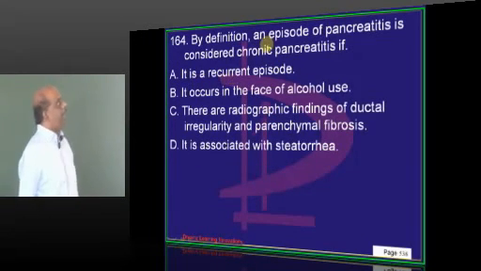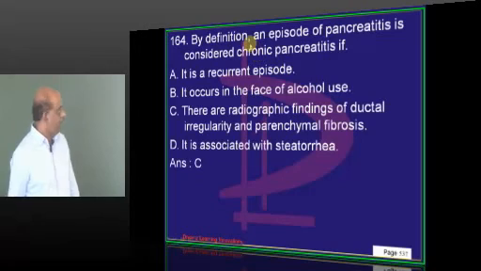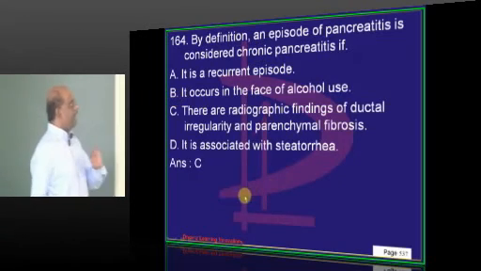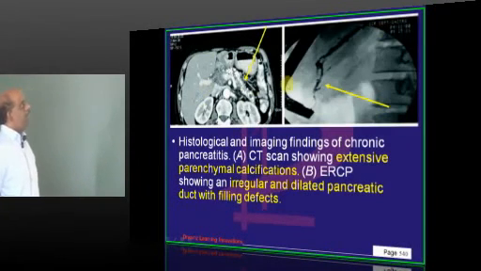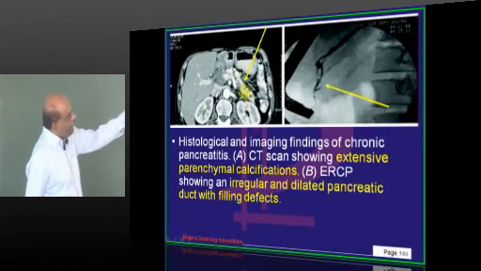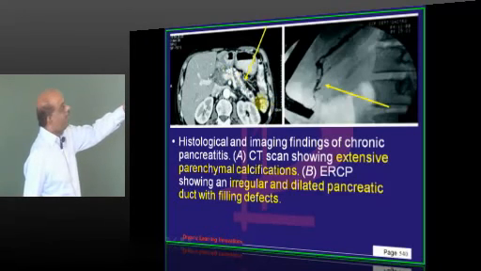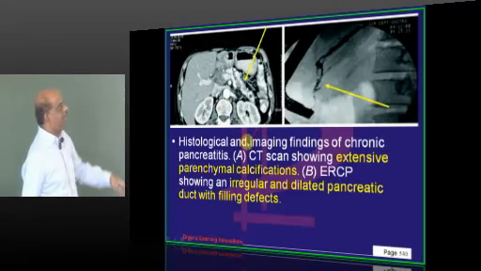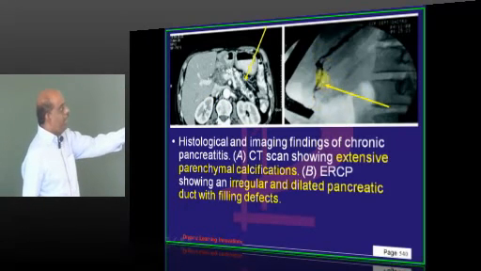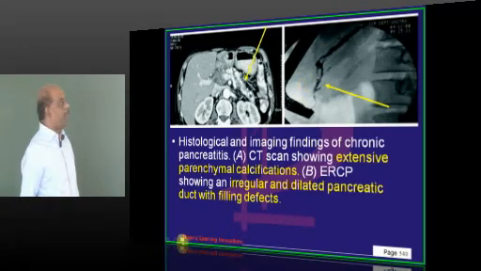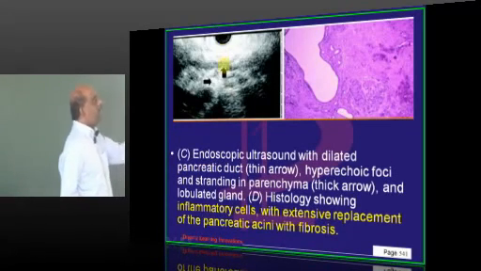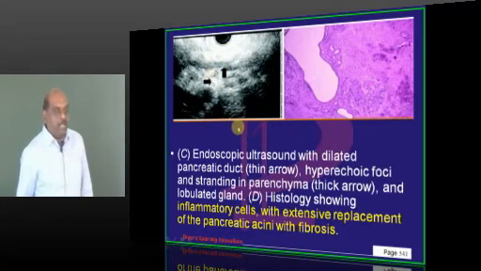When do you call an episode of pancreatitis chronic pancreatitis? When there is a ductal irregularity and parenchymal fibrosis, you basically call it that. So this is a typical histological lesion where you can see extensive parenchymal calcification. Discovering this calcification is a marker of chronic pancreatitis. Similarly, if you do ERCP, you can see an irregular dilated pancreatic duct with filling defect. Another important sign of chronic pancreatitis needs to be remembered. And this is an endoscopic ultrasound, which nowadays has revolutionized the imaging of the hepatobiliary system.